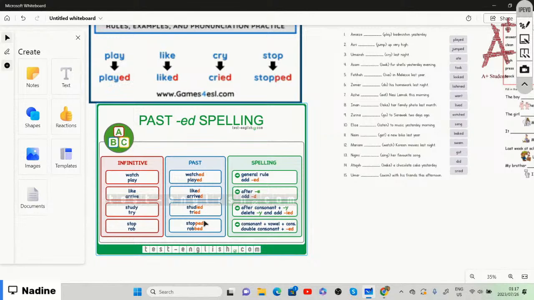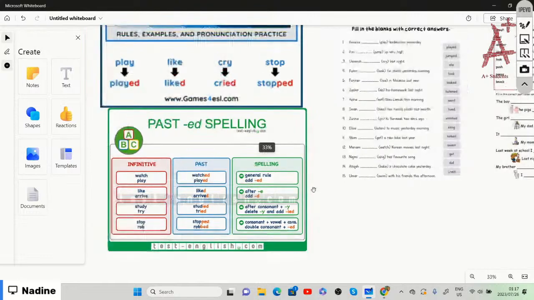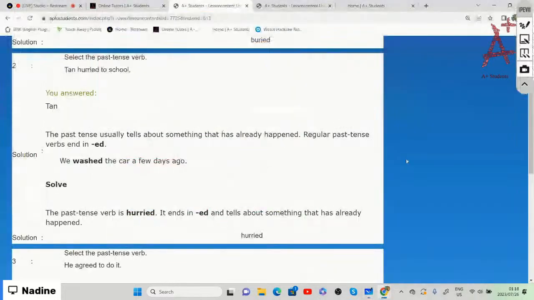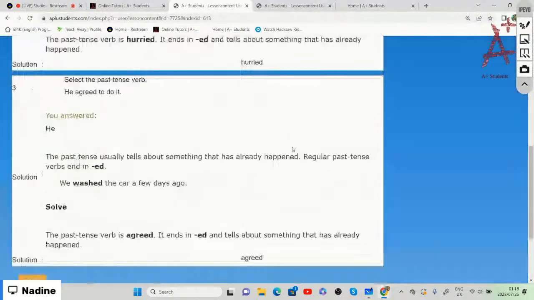Then we have stop, for example, or rob. If we write that in the regular past tense, our rule is that the consonant and the vowel will have a double consonant plus the ed. So, for example, stop now becomes double P, ed, and rob becomes robbed, double B E D. So it's going to be stopped. Well done.